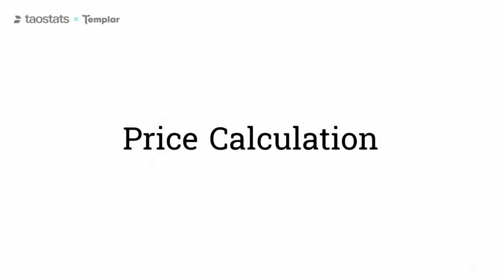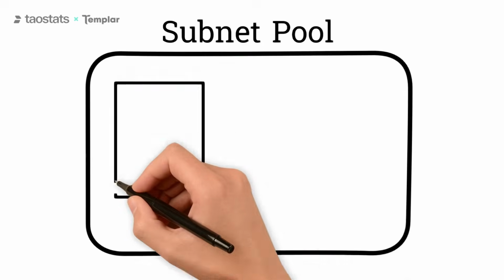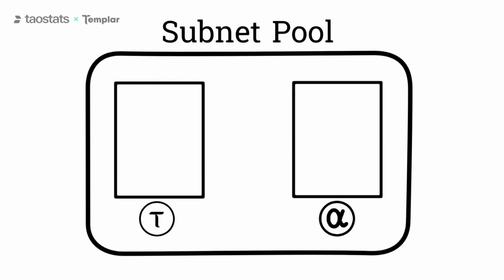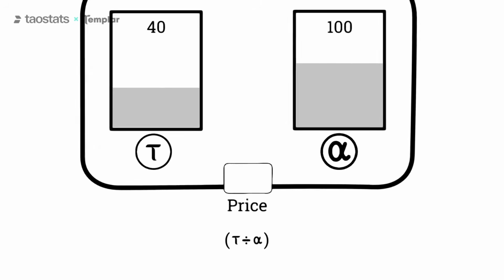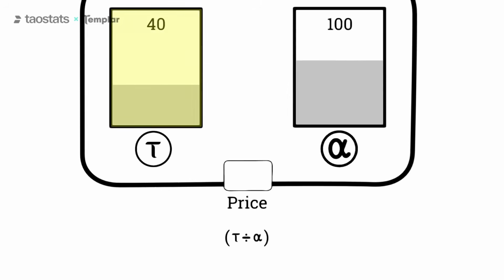A subnet pool contains a bucket of tau and a bucket of alpha. Let's say there is a pool that has a total of 40 tau and 100 alpha. The price for alpha is calculated by dividing the number of tau in the pool by the number of alpha in the pool. So in our example, 40 tau divided by 100 alpha makes a price of 0.4 tau per alpha.